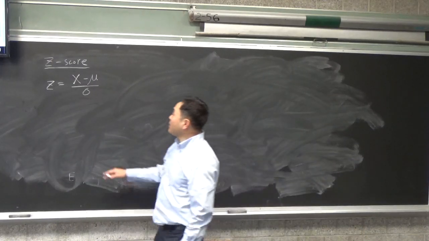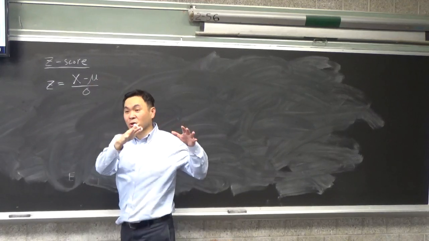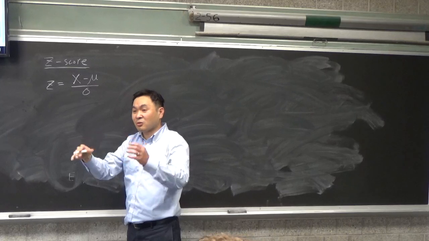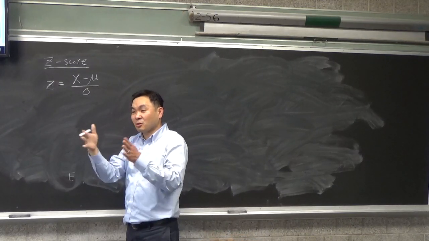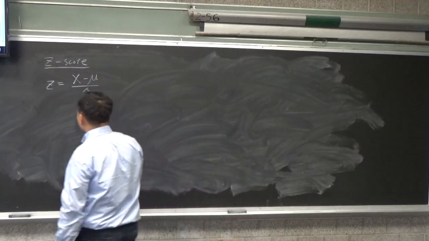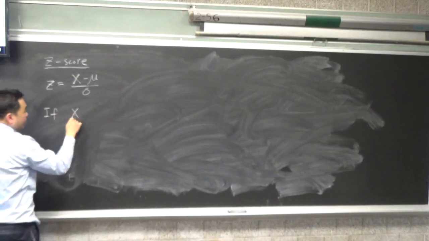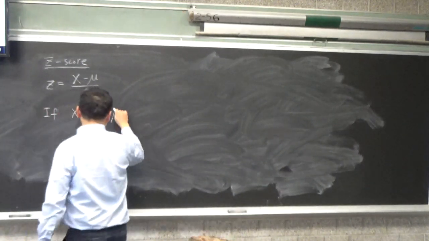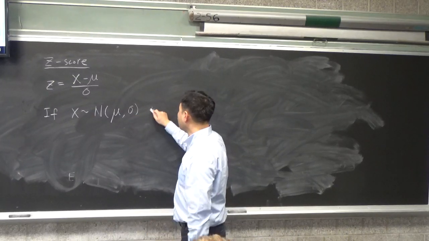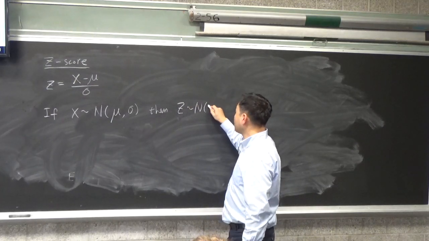Now, I already explained what this does. Subtracting mu makes the center go to 0, right? And then dividing by sigma, it shrinks it down so that the width is now 1. Okay? So what this does is, if x follows the normal distribution with mean value mu and standard deviation sigma, then z would now follow the standard normal distribution.